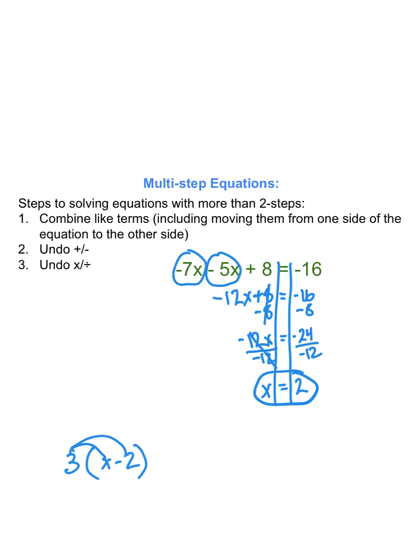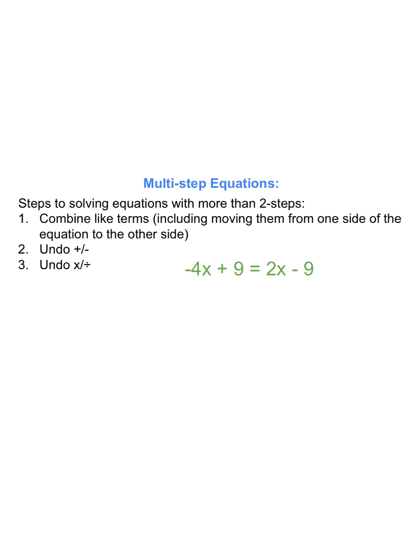Again, I can plug this 2 in and say negative 7 times 2 is negative 14. Negative 5 times 2 is negative 10 plus 8. So this is negative 24 plus 8 is negative 16. It checks out.